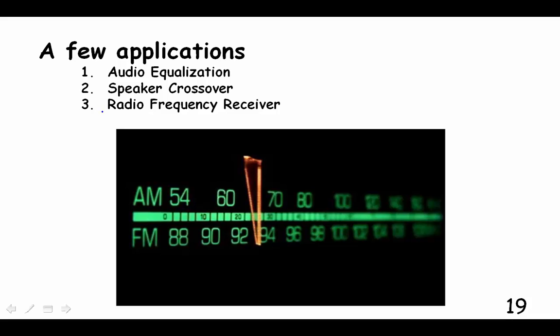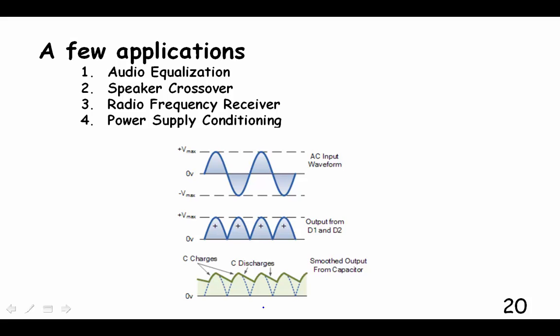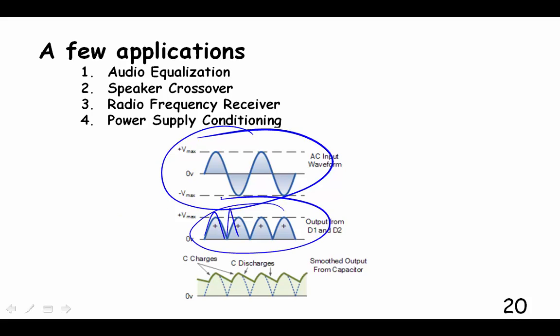A radio receiver uses filters to get rid of all the frequencies above and below the target frequency that you want to listen to. A power supply conditioner uses a filter. Remember when we used, what was that called? The rectifier circuit. So we came in with an AC signal and we ended up with a rectified signal, but it was bumpy. Well, you can put that through a filter to get rid of the wobble in there. It's a low-pass filter, so we get rid of the high frequencies and end up with just a low ripple.